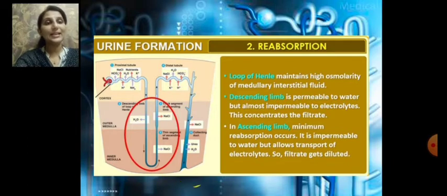In the ascending limb, minimal reabsorption occurs. It is impermeable to water. It does not allow water to go out but allows the transport of electrolytes. So the filtrate gets diluted. Here in the descending limb, the electrolytes are not allowed to go out, only the water is allowed to go out, so the urine becomes concentrated. Whereas in the ascending limb, it does not allow the water to go out, whereas it allows the electrolytes to pass. So it makes the filtrate diluted.